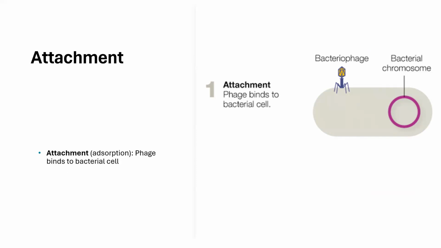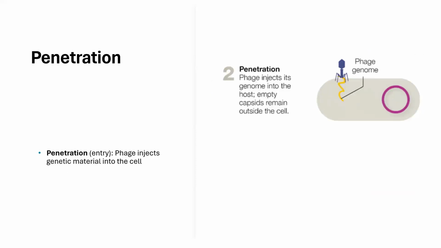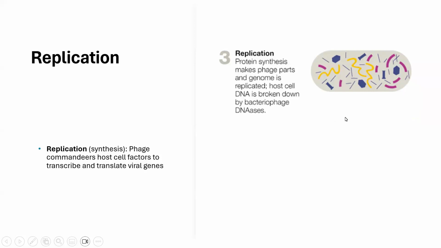When we look at it a little bit more closely, the attachment occurs when the phage is going to bind to the outside of the cell. There's going to be specific receptors on the outside of the cell that the bacteriophage exploits. And then it's going to penetrate the cell by injecting its genome into the host. And then on the outside, you're going to have an empty, lifeless husk of a capsid just sitting there. So this picture on the right is showing that phage genome being inserted into the cell.